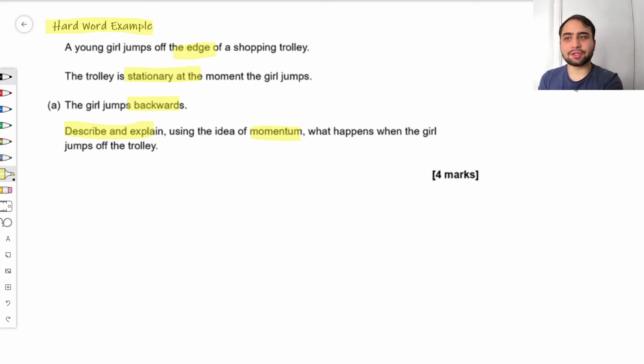Alright, so in momentum questions, it usually helps to just draw a diagram of what's happening. So I have a shopping trolley, right? I'm going to try and draw that.